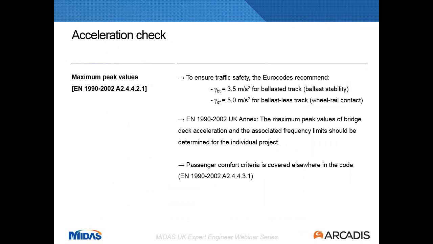If it's a ballastless track, then you should use a maximum acceleration of 5 meters per square second. And in this case, it is to ensure that the contact force between the wheel and the rail doesn't reduce beyond acceptable limits. But these two values are recommendations from the Eurocode, and the UK annex to the Eurocode tells you that these values should be determined per specific project.